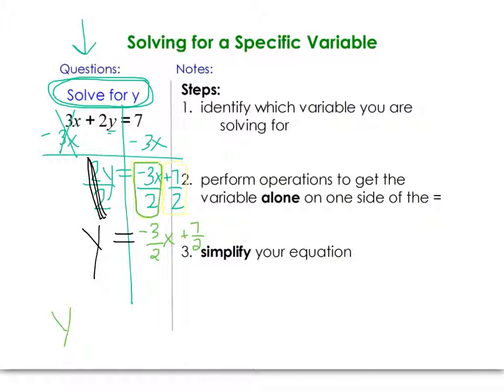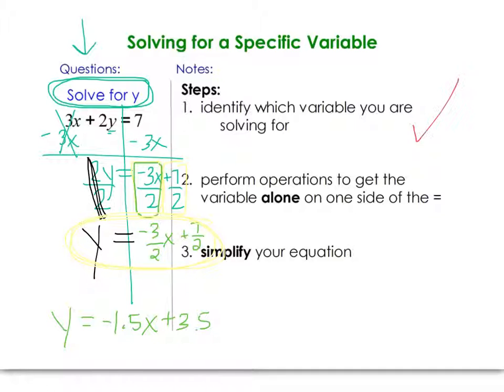Now some of you may want to make this y equals negative 1.5x plus 3.5. We're going to actually stick to fractions in this case. We want to stick with fractions because when we start graphing these lines, that's going to make more sense.